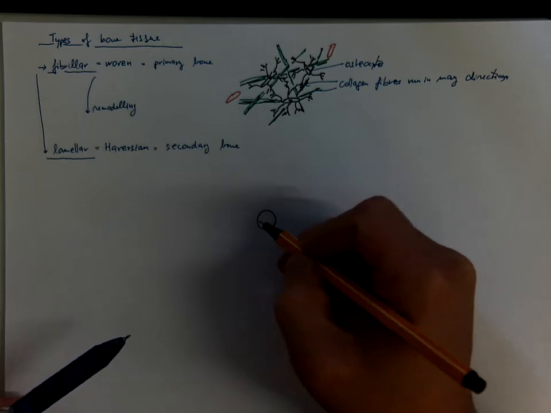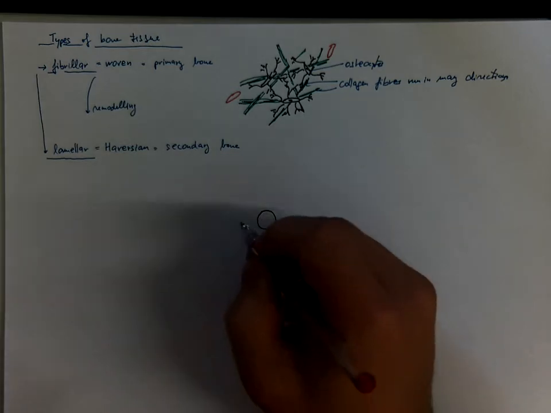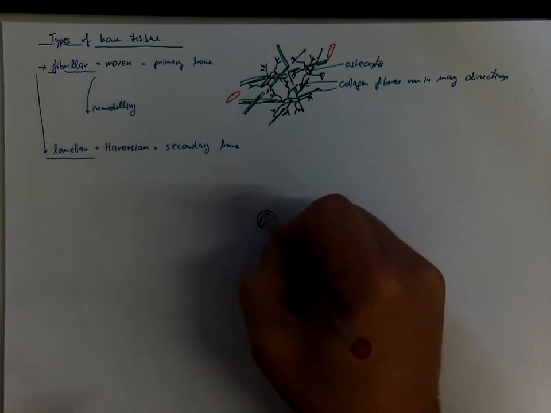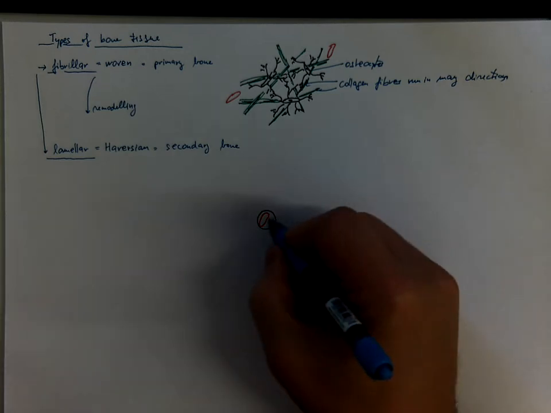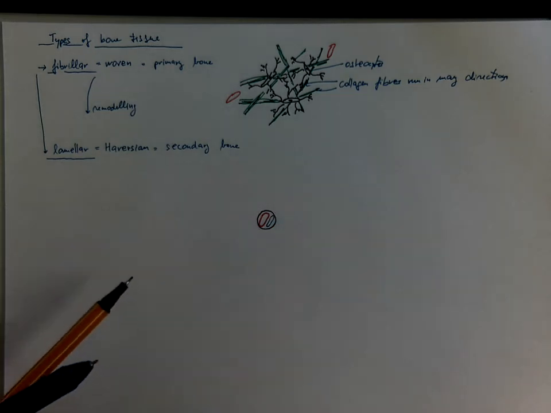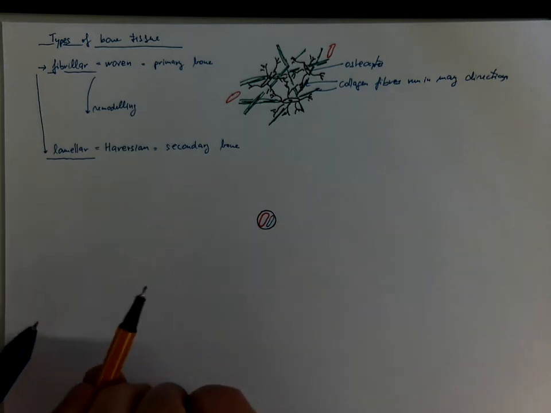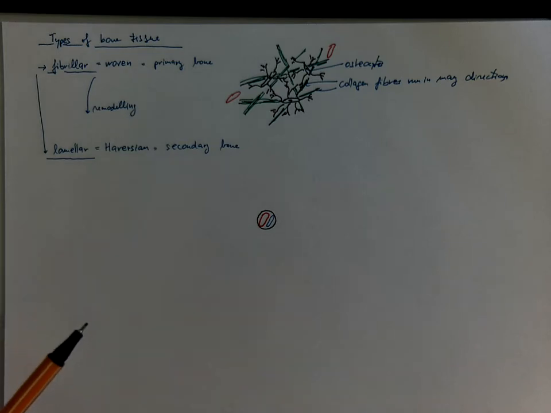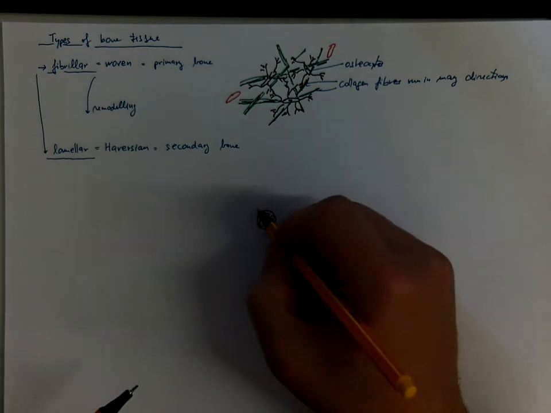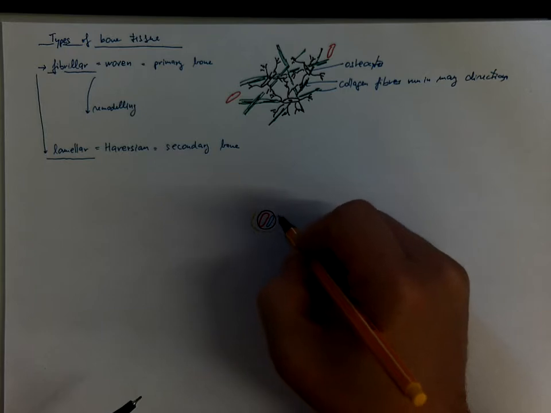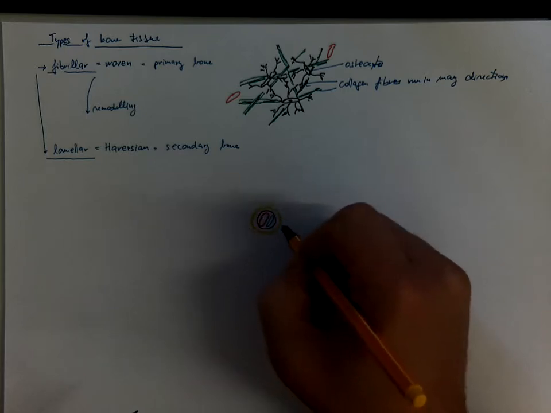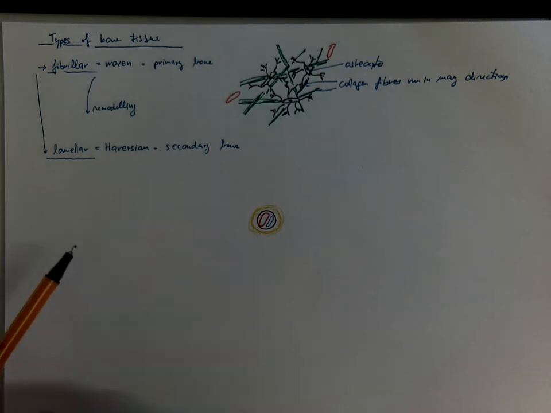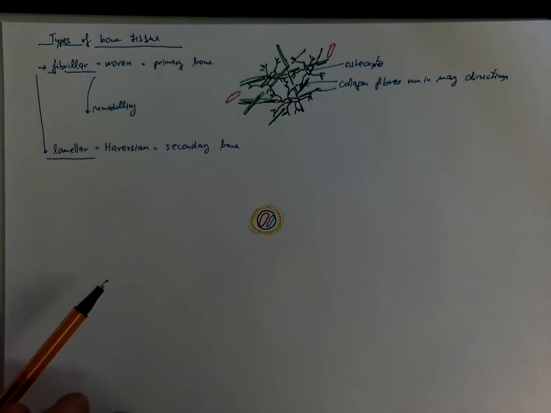There is usually a vascular canal containing blood vessels, so I'm adding an arteriole and a venule, and this vascular canal is surrounded by lamellae of the bone matrix, which includes collagen and the amorphous matrix and the crystals.